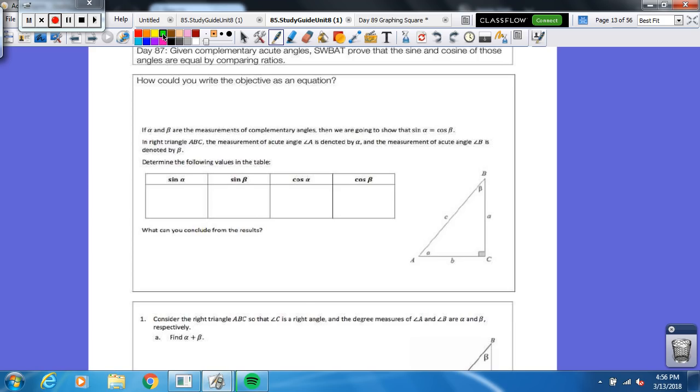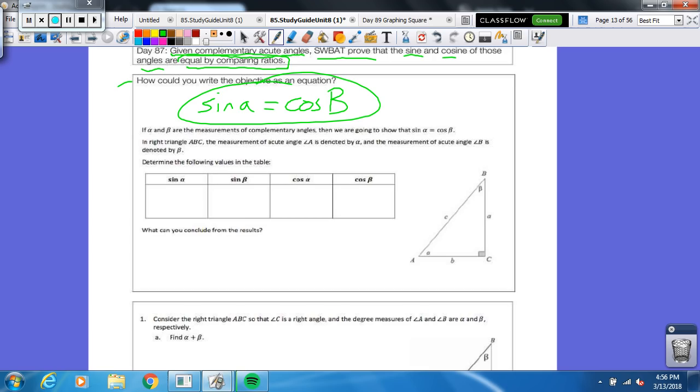So, given complementary acute angles, students will be able to prove that the sine and cosine of the angles are equal by comparing ratios. More trigonometry, I love that. First, how could you write the objective as an equation? That would mean that the sine of one angle, let's call it A, equals the cosine of the other angle, like that. So, what in the world is this? We're going to find out.